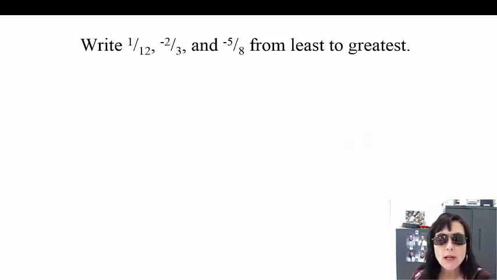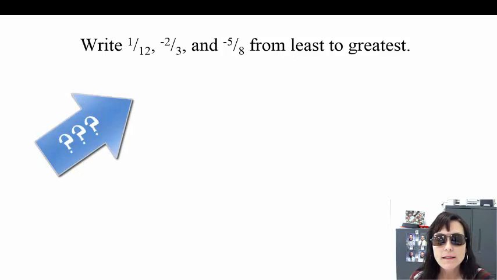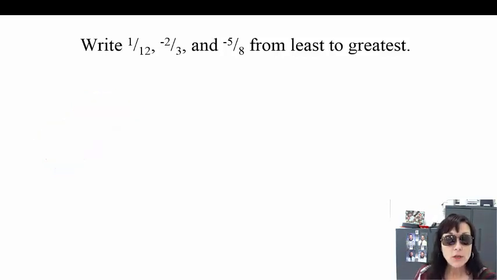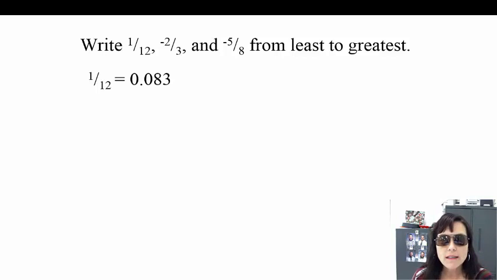Okay, I want you to pause the video and try these three. Remember, one of them's positive. Go ahead and pause. Okay, now I said that we should put those in decimal order, or figure out what the decimal equivalent is. 1/12, negative 2/3, and negative 5/8. This is what you should have come up with.